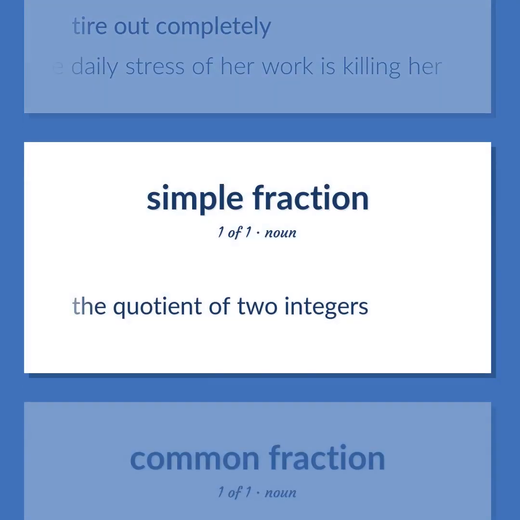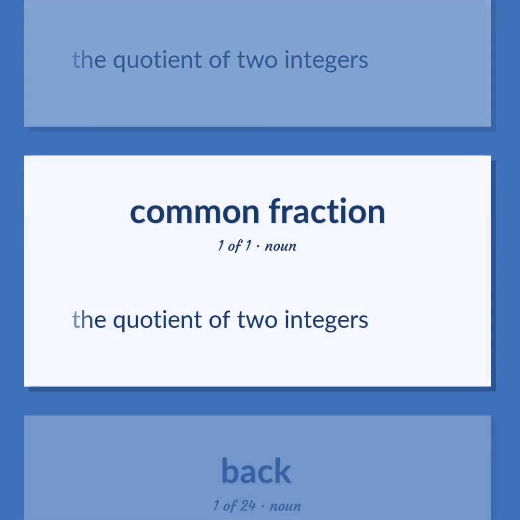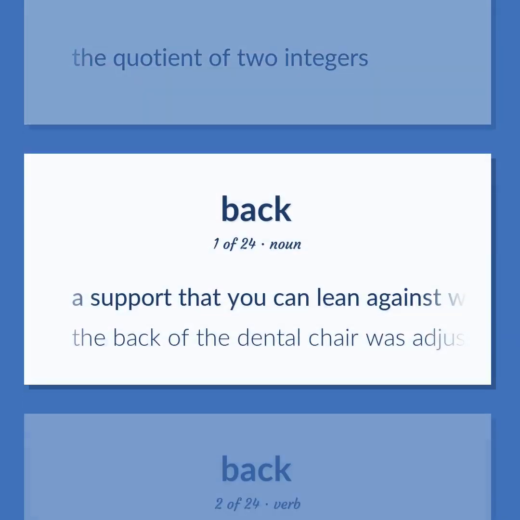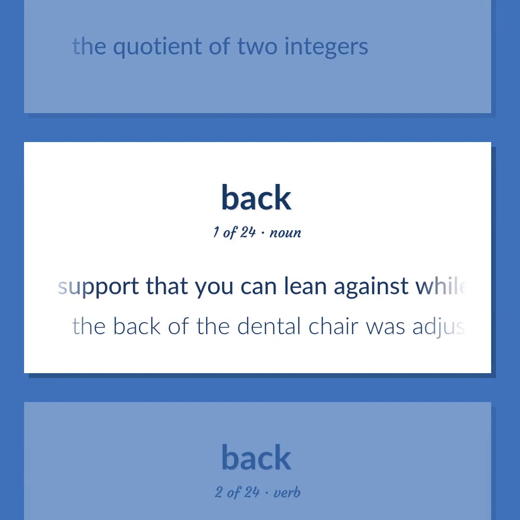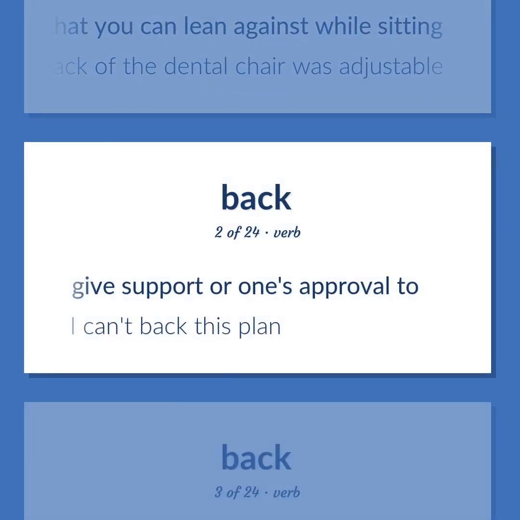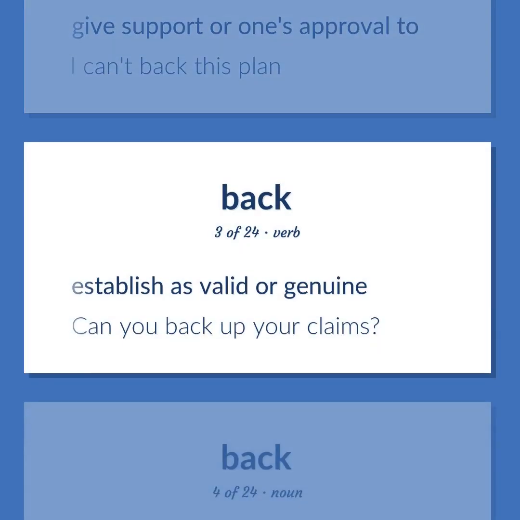The quotient of two integers. A support that you can lean against while sitting. The back of the dental chair was adjustable. Give support or one's approval to. I can't back this plan. Establish as valid or genuine. Can you back up your claims?